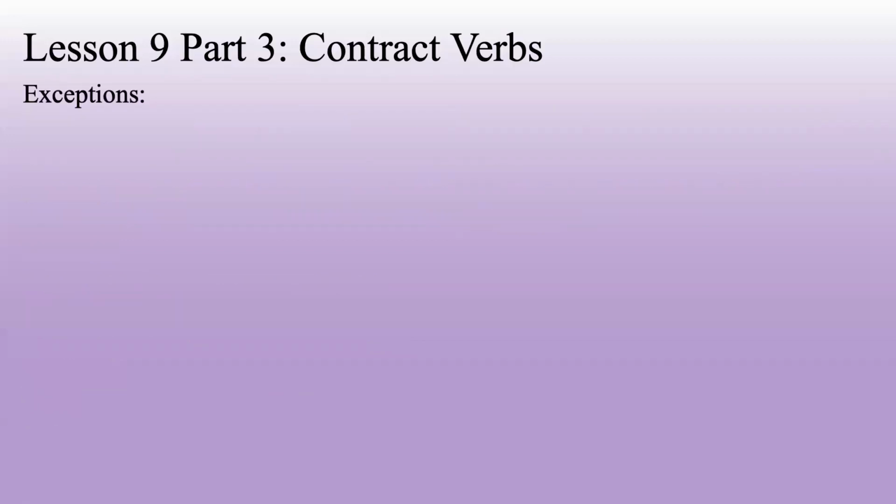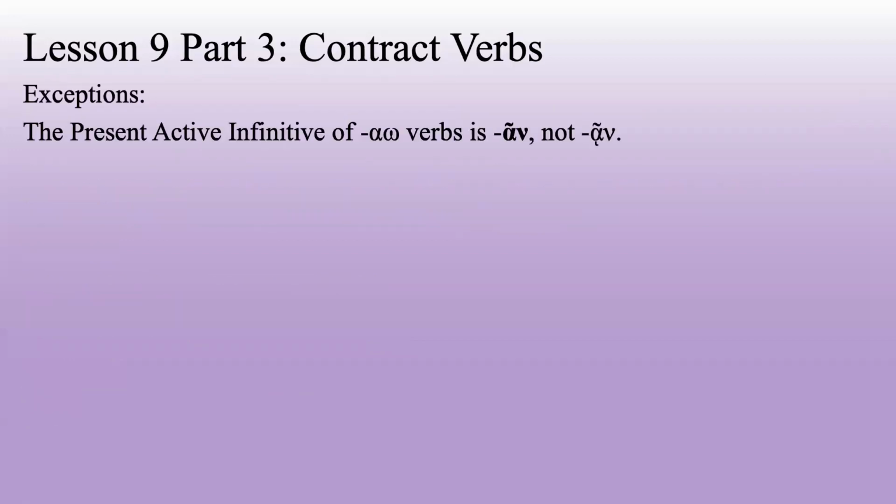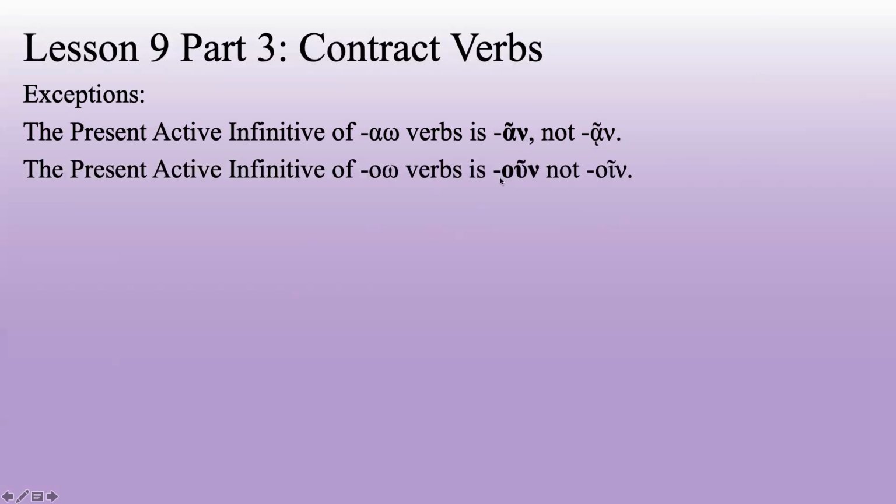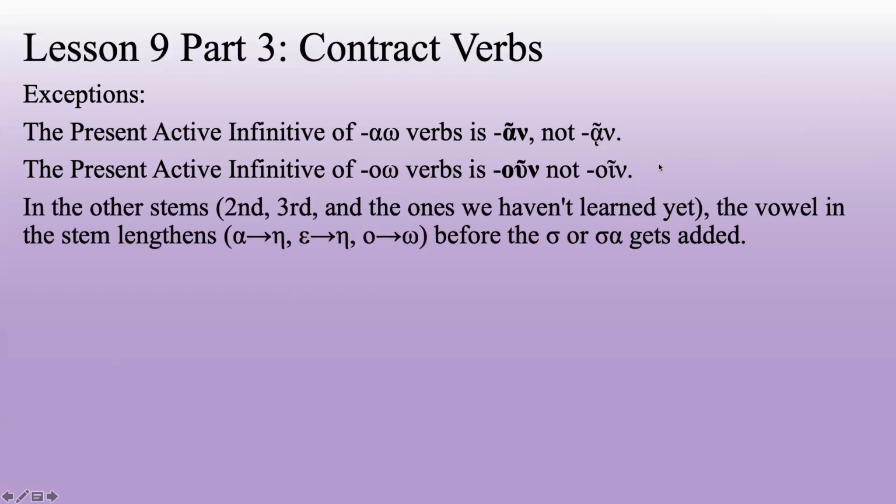Now, there are some exceptions with contract verbs. The present active infinitive of alpha-omega verbs, we would expect to be ain, but it's not. It's just an. That's sort of short, so you'll want to make sure you know that. The present active infinitive of omicron-omega verbs is oun, not oin, like we would expect. So those iotas sort of drop out and some other things happen there.